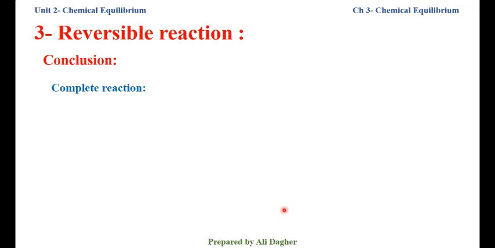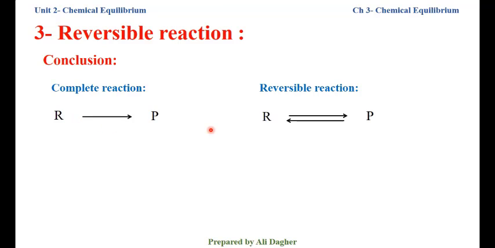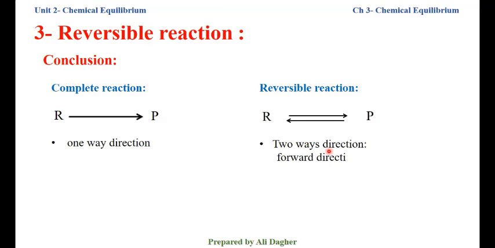Conclusion: comparison between complete reaction and reversible reaction. The complete reaction is represented by one arrow, reactant give product. The reversible is represented by two arrows, reactant give product, then product give reactant at the same time. In complete, we have a one-way direction. In incomplete reversible, we have two-way directions, the forward direction, where reactant give product, and the backward direction, where product give reactants.